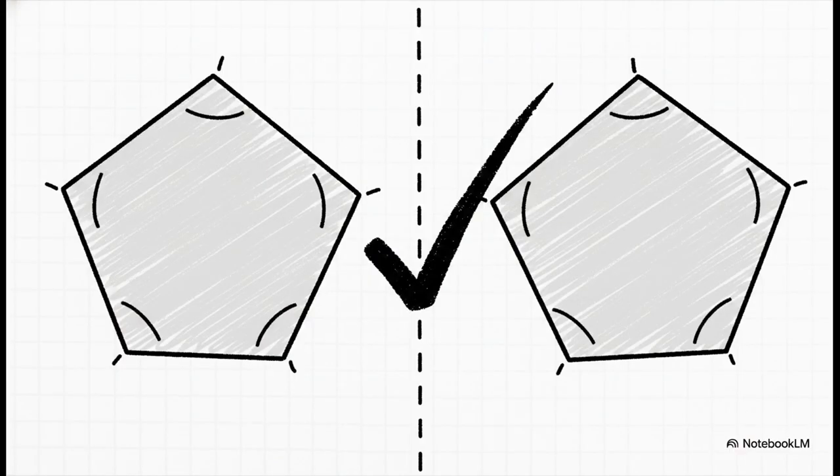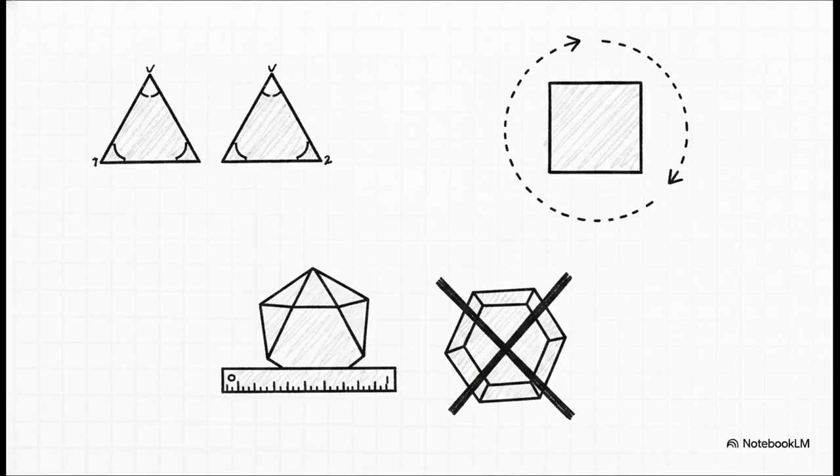The answer is yes. Remember, a reflection is simply a mirror image. It's one of our 3 core rigid transformations. And the golden rule of rigid transformations is that they strictly preserve distance and angle measures, so the angles will be perfectly identical. You've done fantastic work today.